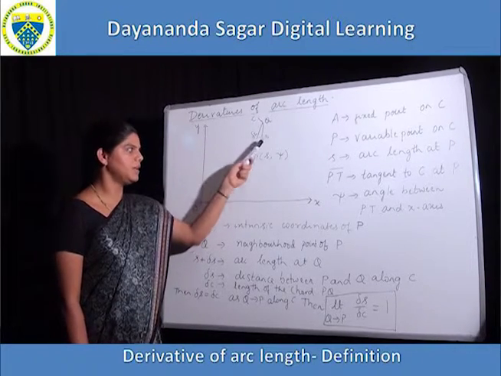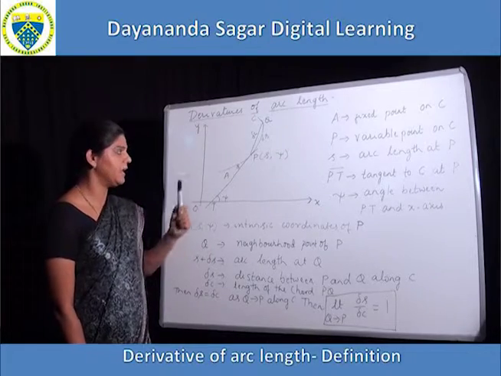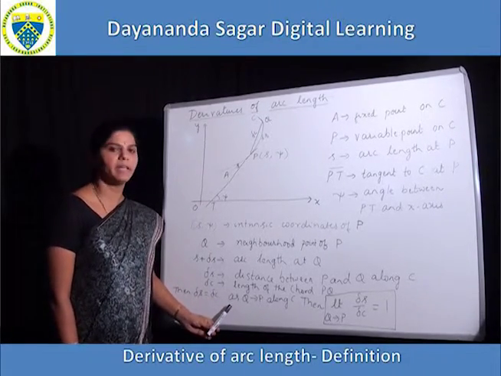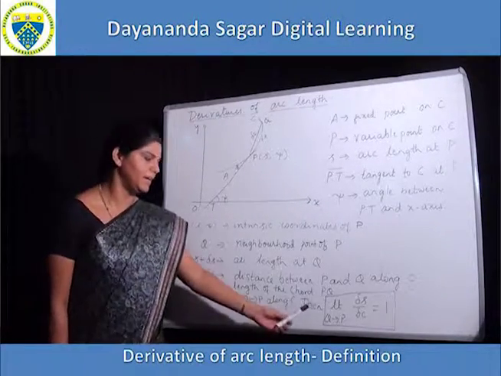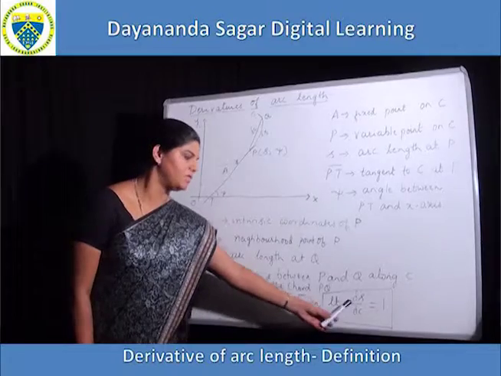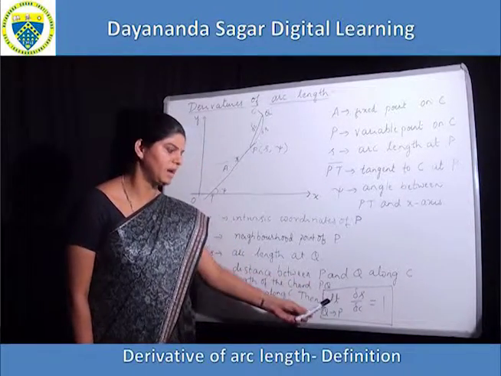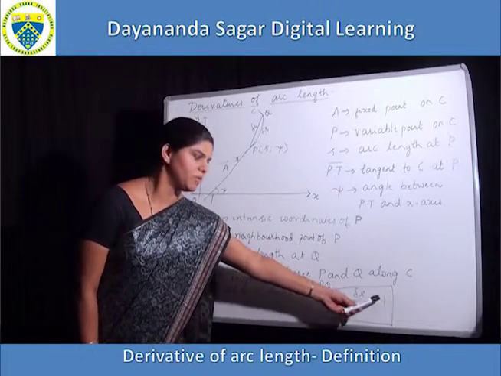As Q tends to P, delta S is equal to delta C, and hence we can take delta S equal to delta C as the limiting case of Q tending to P along the curve C. Then we get the limit as Q tends to P of delta S by delta C is equal to 1. So this is the derivative of the arc length with respect to the chord C, and that is equal to 1.